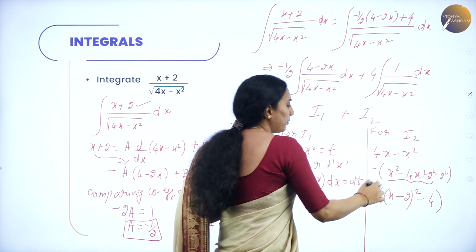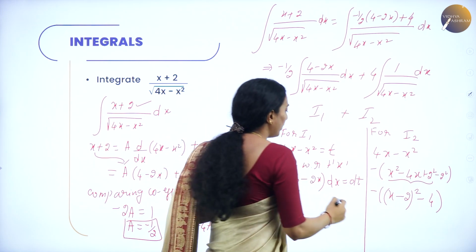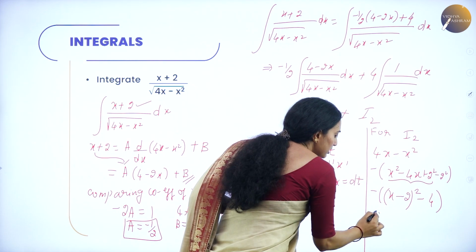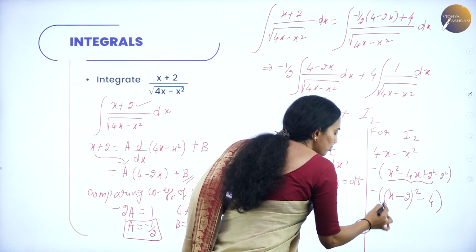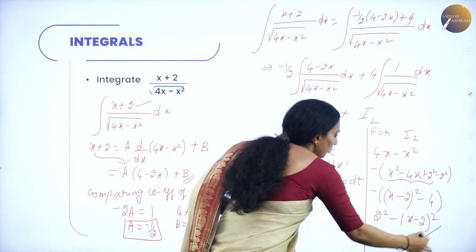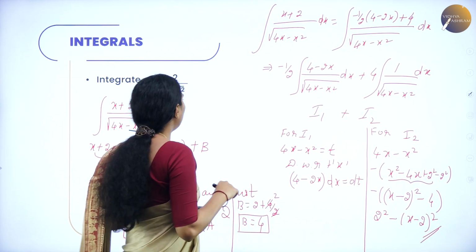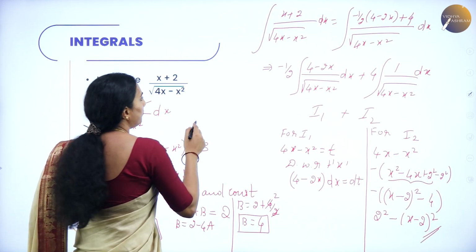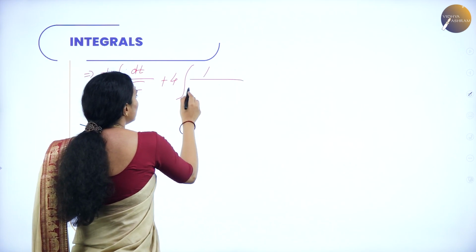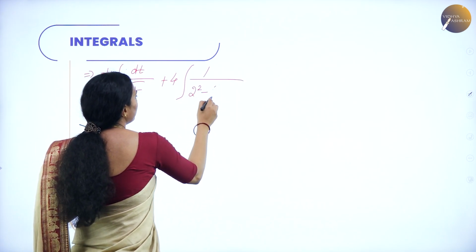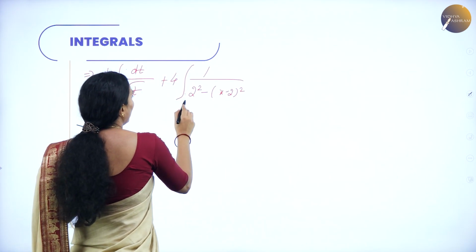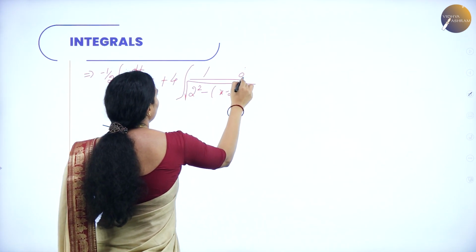Okay. Now multiplying minus inside, 4 can be written as 2 squared only. Minus into plus it will become minus. Minus into minus is plus. First I am writing that 2 squared, 4 as 2 squared minus x minus 2 whole squared. Now therefore substituting in I2, we are going to get plus 4 into the integral of 1 over under the root of 2 squared minus x minus 2 whole squared into dx.